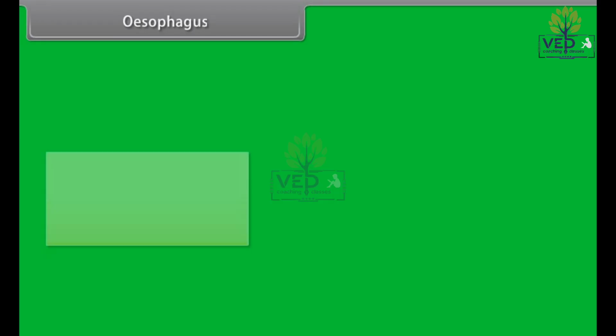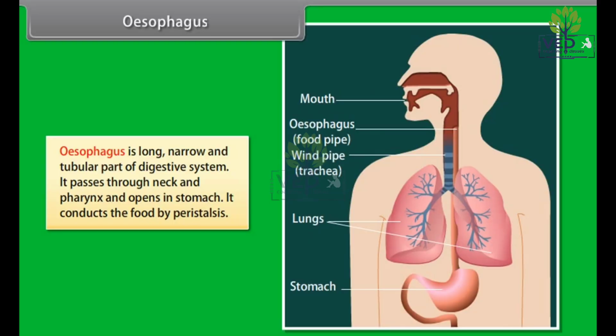Esophagus. Esophagus is a long, narrow, and tubular part of the digestive system. It passes through the neck and pharynx and opens in the stomach. It conducts the food by peristalsis.